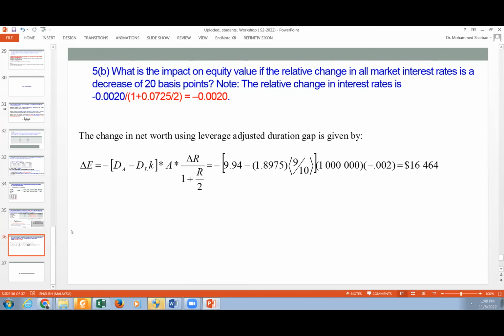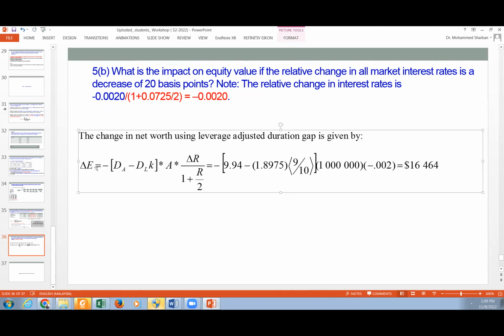Now, if I continue with the question, if I know the interest rate has changed by 20 basis points. So in this case, this amount, which is this one, already calculated to you to be like this, minus 20. So I will have the duration of the assets.